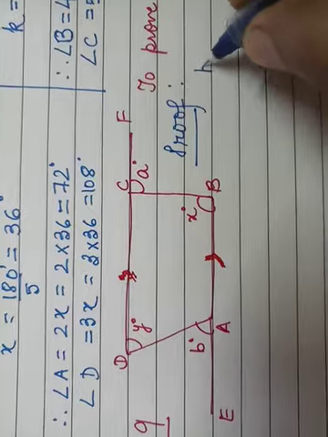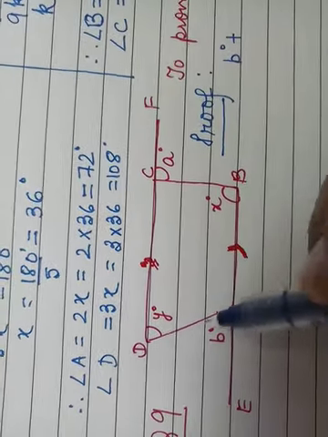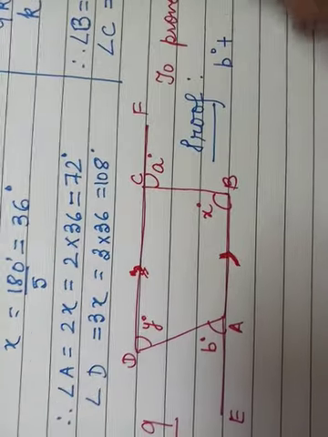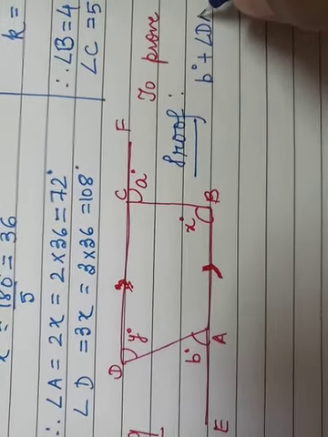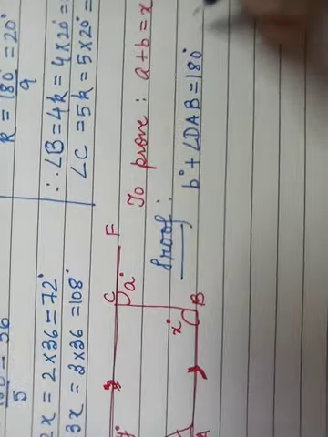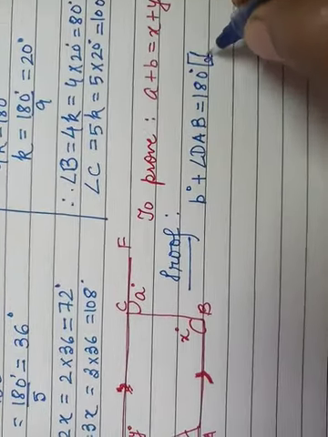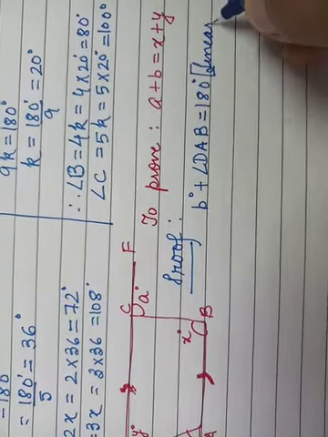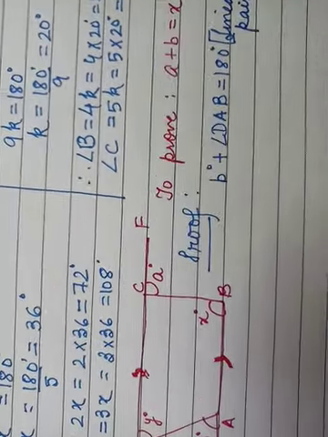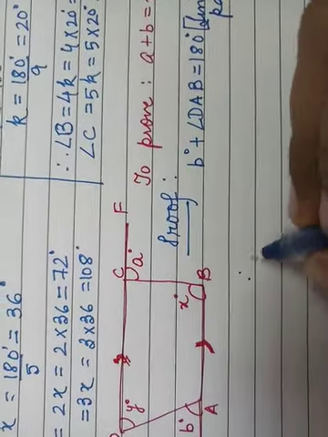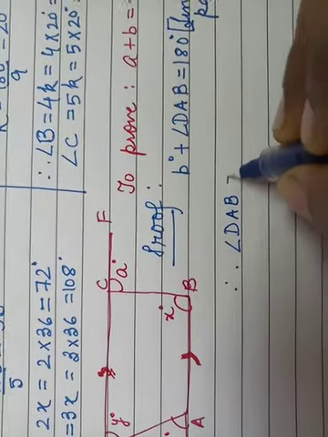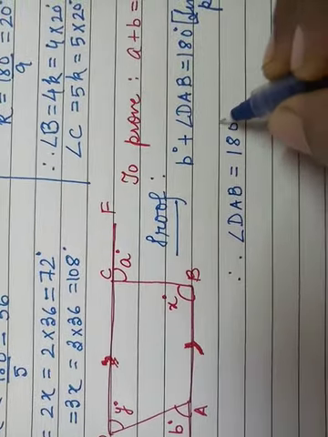First you write angle B plus angle DAB is equal to 180 degrees. Reason needs to be mentioned every time. So this is forming a linear pair. Therefore, angle DAB is equal to 180 minus B degrees.